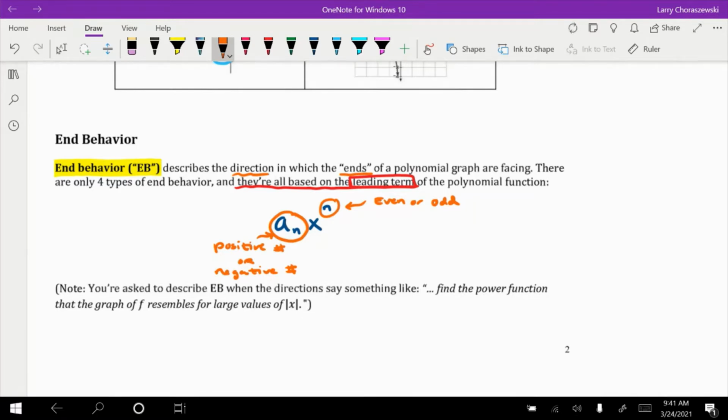And before we move on to the next page, sometimes it's hard to tell when you're being asked to provide an answer regarding end behavior. So I just made a little note down here as to what you want to look out for. In my math lab, it might ask you to find the power function that the graph of f resembles for large values of absolute value of x. I think that is way too wordy, but it is what it is. The answer to something like this is really just referring to the leading term. So just a heads up.